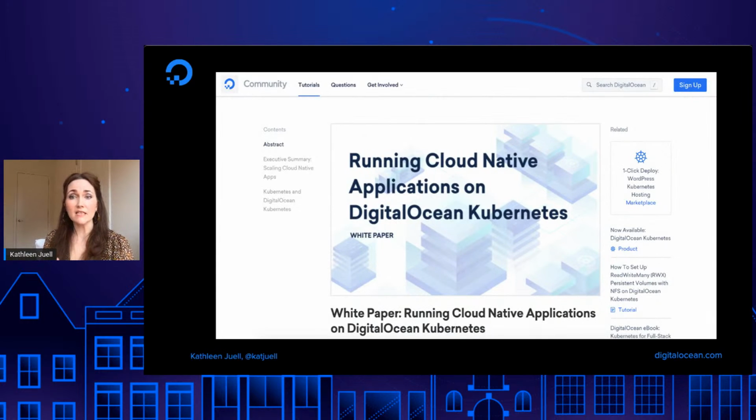And though they didn't end up including this in the curriculum itself, the team did publish a white paper that was addressed specifically to business stakeholders to provide a kind of bird's eye view of Kubernetes and its benefits.